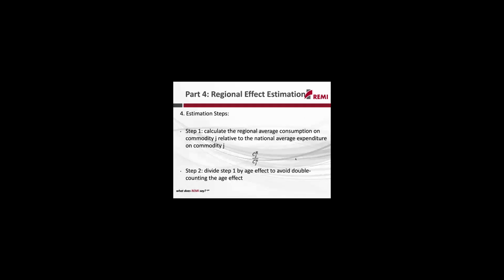The reason why we need to divide this by the age effect is because this relative consumption has already contained the information about age structure of the local population. So we need to divide by the age effect to avoid double counting the age effect in the whole consumption equation.